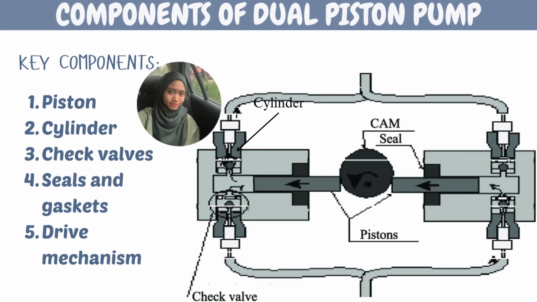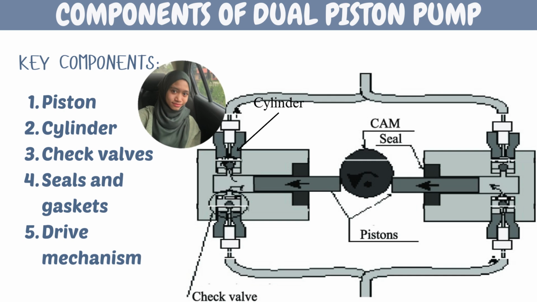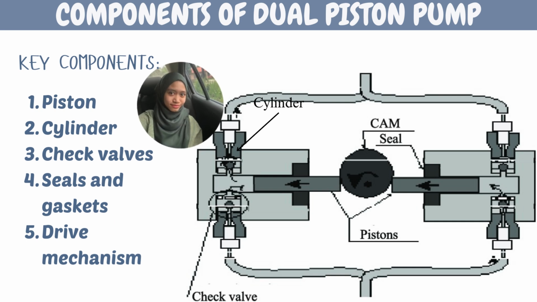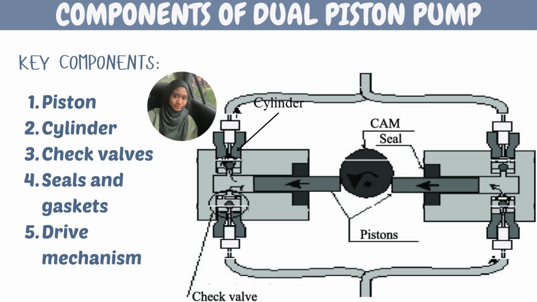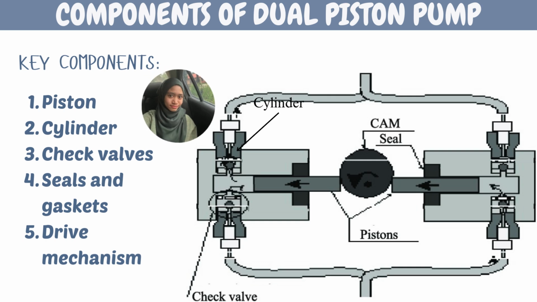Moving on, let's take a look at the components of dual piston pump. There are 5 key components of this pump. The first one is piston. Piston is the primary moving part that creates pressure by moving within the cylinders, drawing fluid in on the suction stroke and pushing it out on the discharge stroke. This pump is using 2 pistons to operate.